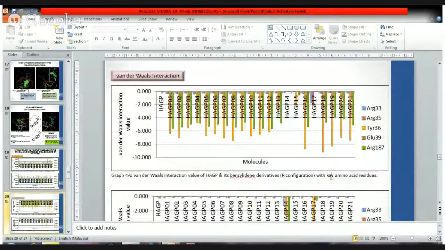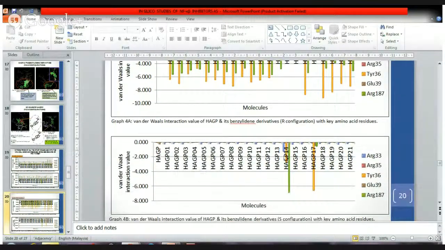So the second form of interaction here is the van der Waals interaction, where we can say that HAGP18 is known to form a significant van der Waals interaction with tyrosine 36. And there is also presence of moderate van der Waals interaction, where you can see that almost all molecules form a moderate interaction with arginine 187. For the S configuration, we can clearly see that HAGP14 has a significant van der Waals interaction with arginine 187. Moderate van der Waals interaction can be seen by HAGP14 with tyrosine 36.